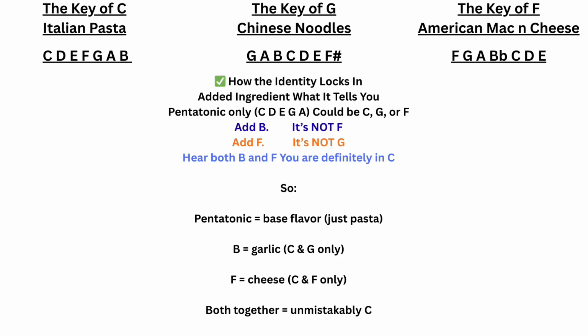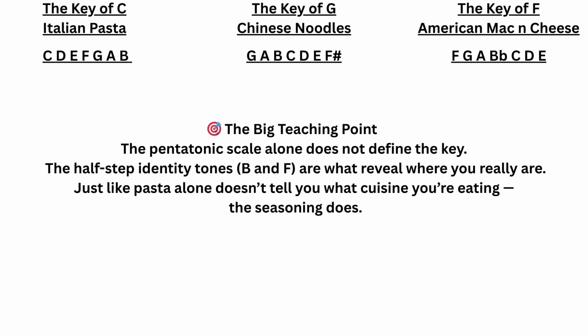So, pentatonic equals base flavor, the pasta. B equals garlic. It's only found in the keys of C and G. F equals cheese. C and F keys only. Both together, unmistakably, the key of C. So, the big teaching point out of all this, the pentatonic scale alone does not define the key. The major pentatonic in this case, of course. The half-step identity tones, B and F, are what really reveal where you are. Just like the pasta alone doesn't tell you what cuisine you're eating, the seasoning does.